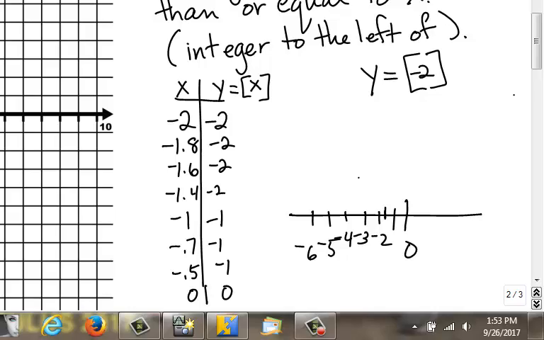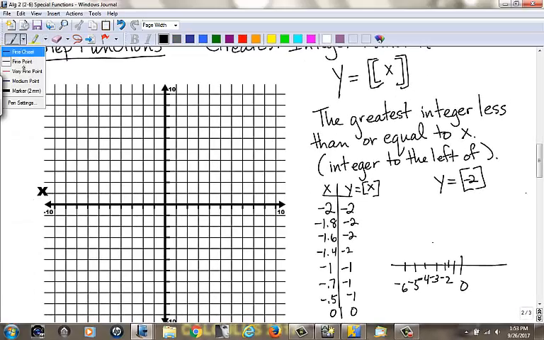Okay, so when we start graphing that, at -2, we'd go down to -2. Okay, and then -1.8, we're at -2. -1.5, we're at -2. And then all of a sudden we get to -1.